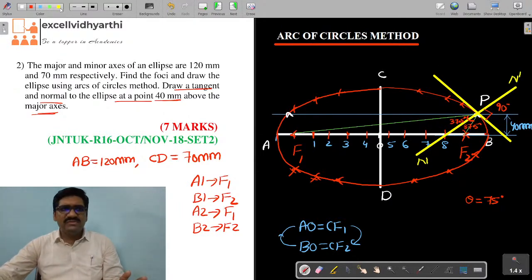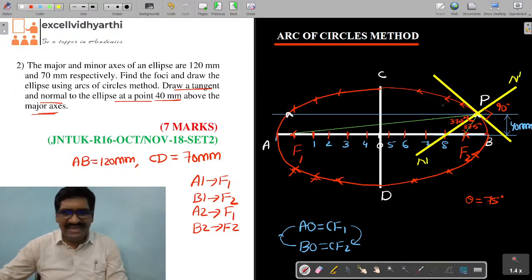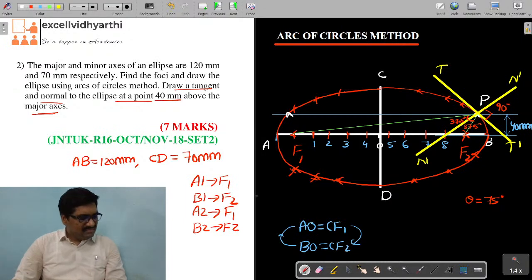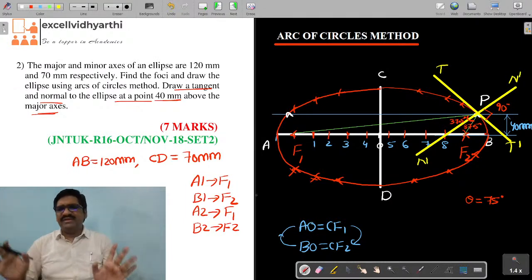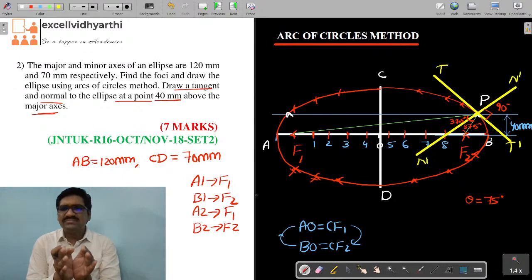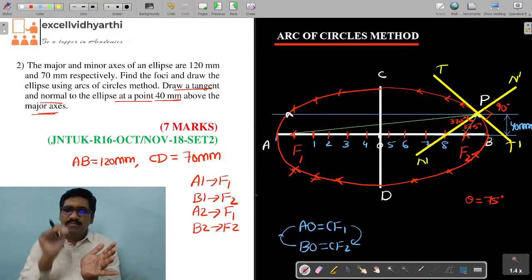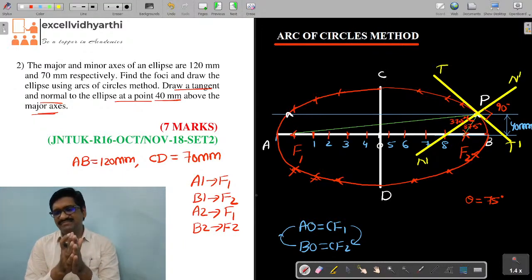Okay, therefore this becomes what you know, your tangent T T dash. Okay, all of you, are you following everybody? Right, therefore I can say this is the construction procedure for the arc of circle method. Remember all of you, always F1 F2 are centers. Take radius A1, A2, A3, A4, A5, A6, A7, A8. Next B1, B2, B3, B4, B5, B6, B7, B8.